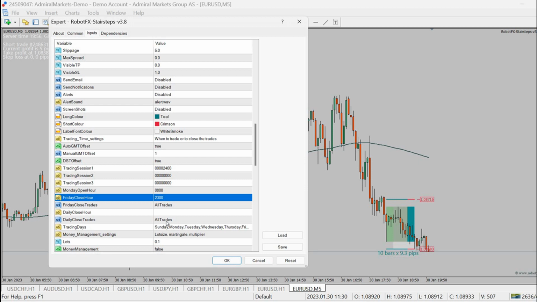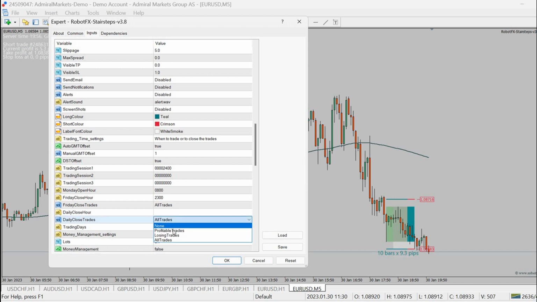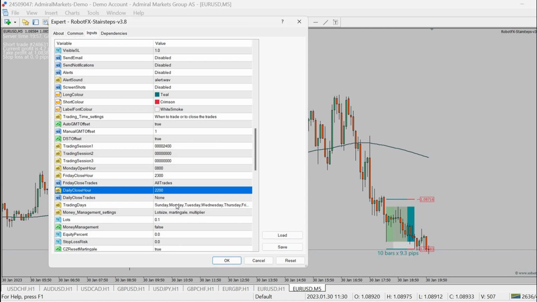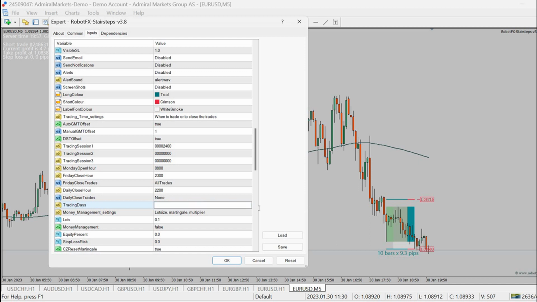Also, I can instruct this expert advisor to close the open trades, or only the profitable trades, or the losing trades, or none of them at the end of the day, and this can be at any time I choose here, for example at 10 o'clock, 2200, at 10 o'clock p.m. There's a possibility to instruct the expert advisor to trade only during certain days, and by default all the days of the week are here. Obviously Saturday is closed, Sunday sometimes open. This is all about the trading time settings.